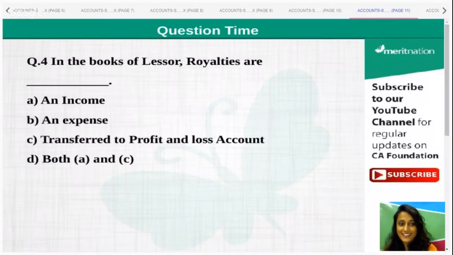D is the right answer here. I'll take it for you. Why is D the right answer? Because in the books of licensor, royalties are always incomes. Right? Royalties are incomes, and of course, they are credited to the profit and loss account. Hence, the correct answer is D, that is both A and C. Okay?